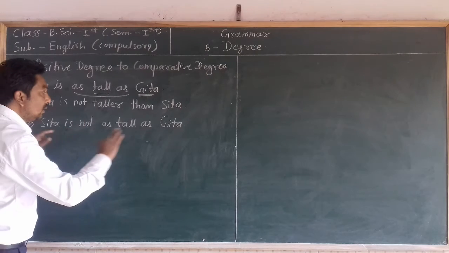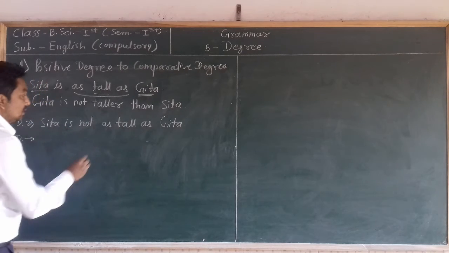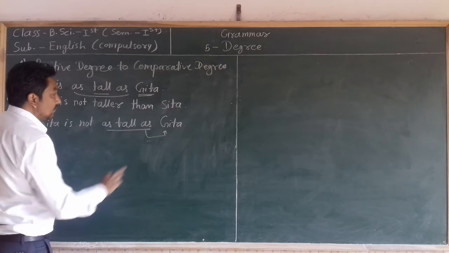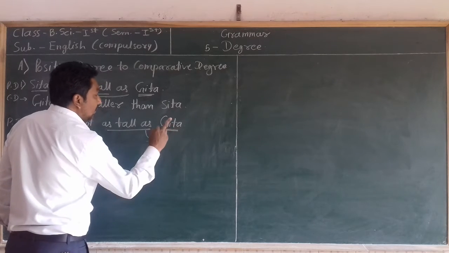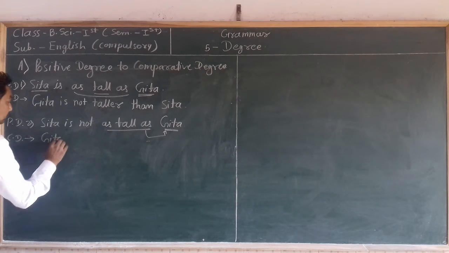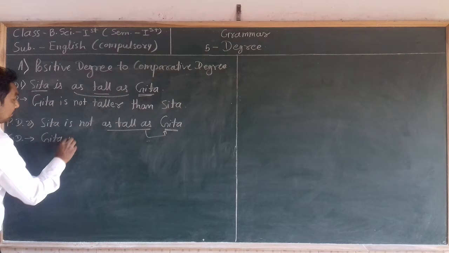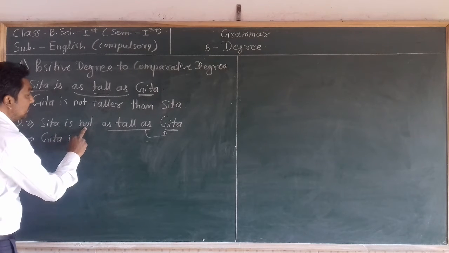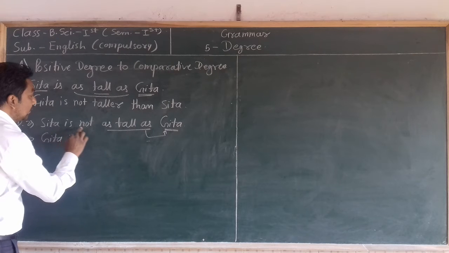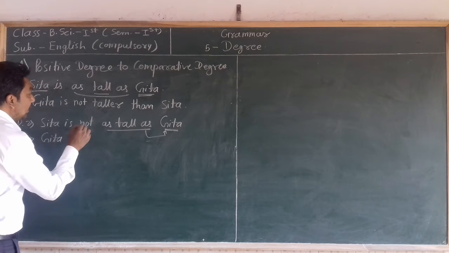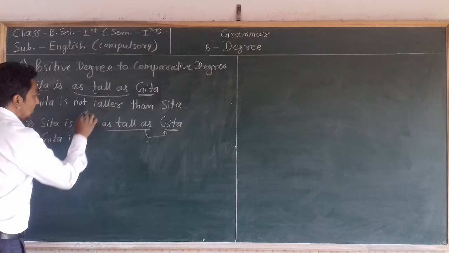So all the rules are the same. First see what is given after as. There is given Geeta. This object we take as a subject in comparative degree. Then take the helping verb as it is. Then see, in front of the helping verb is given no, not, never, this kind of words or not. Here is given not. So take this out.